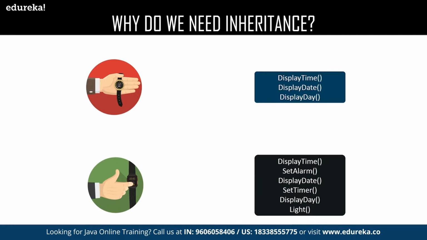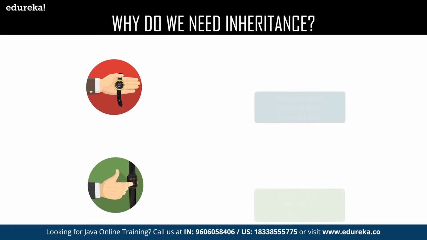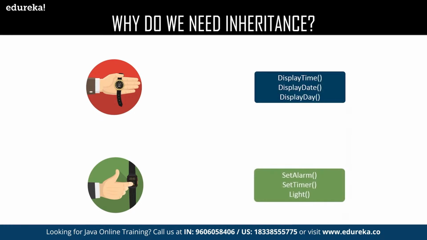In real time, this would be considered code redundancy. You might avoid it by removing the extra code from the digital watch, but then the digital watch will be missing three functionalities, which are display time, display date, and display day. You might try to keep them in the digital watch and remove those from the dial watch. But again, in a real-time scenario, you will lose the existence of the dial watch.